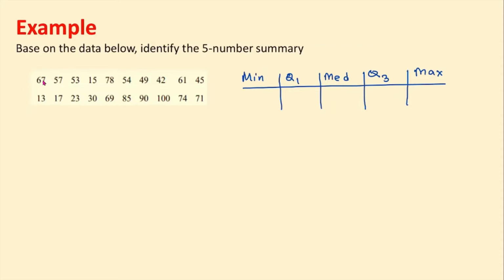Okay, now if you look at the data is not arranged. We have a 67, then we have a 57, then 53, 15. Data is not arranged. So we cannot directly say what is minimum or what is maximum. If you look at it carefully, then only you can see the minimum and maximum. So what I'm going to do is I'm also going to find these 5 numbers using calculator. So for that, in TI-84 calculator, I need to enter these numbers first.